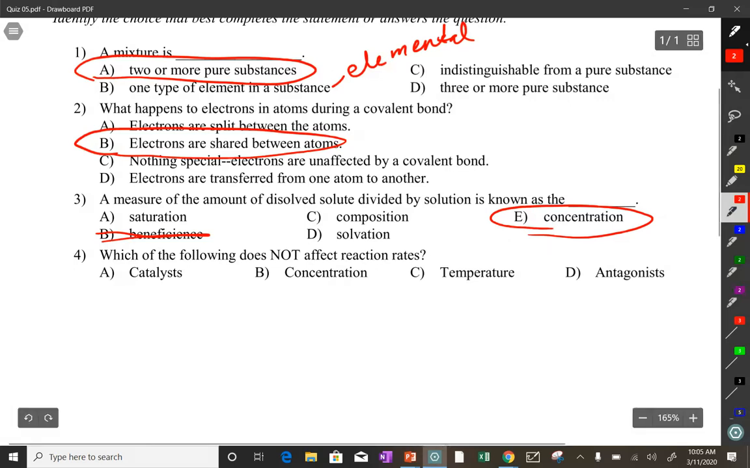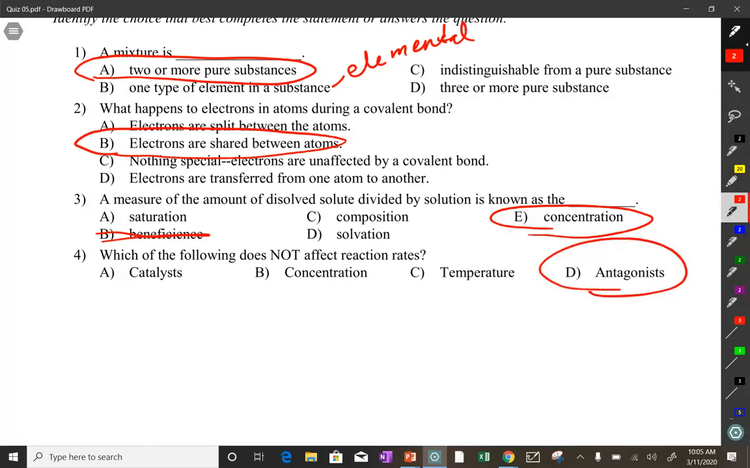Finally, which of the following does not affect reaction rates? Antagonist, which is not even part of it. Right, because once again, that was not part of chemistry.